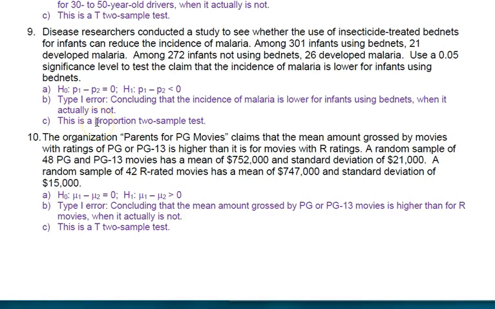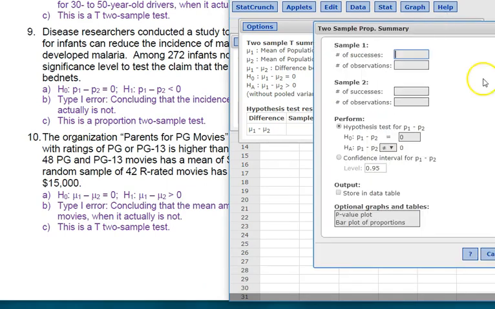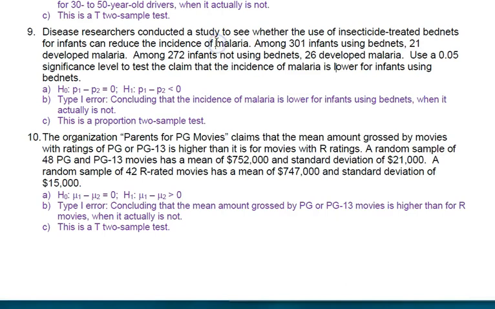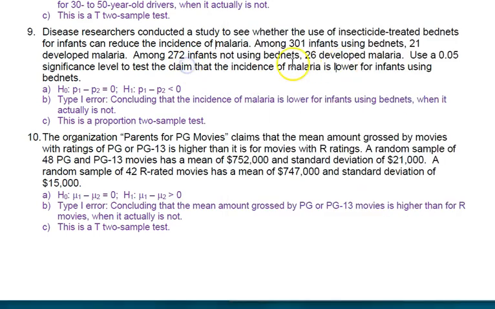So this was a proportion 2 sample test. So we have proportions 2 sample with summary. For this one, we need to put in the number of successes and the sample size for each of our 2 samples. Again, I'm doing this in the order that it comes in the problem. So the first set of infants we have is the ones that did use the bed nets. So we had 21 successes out of 301. For the second set, it was 26 out of 272.